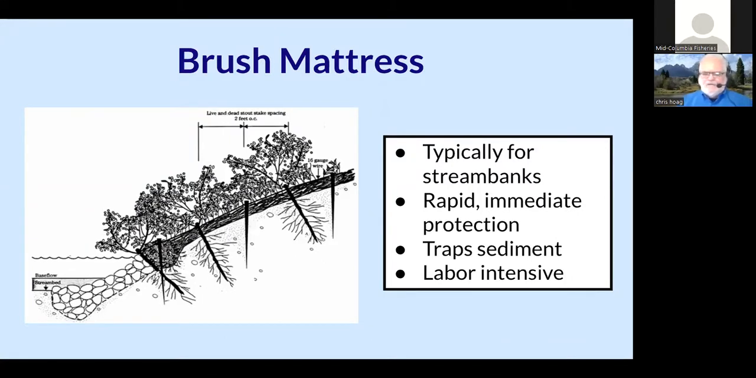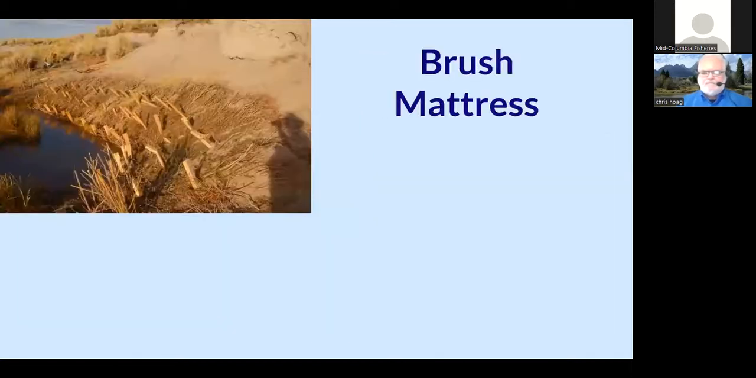It's typically for stream banks, it's a pretty rapid and immediate protection just from the wood itself. And then when it sprouts, it doubles that protection. It traps sediment so that you get sediment on top of the branches that are in there. The problem is it's very labor intensive and it's very material intensive. And this happens to be in California that we did one, and that's more of a sandy soil.